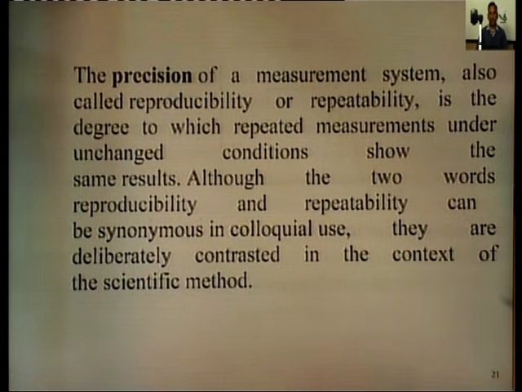The precision of a measurement system, also called reproducibility or repeatability, is the degree to which repeated measurements under unchanged conditions show the same results. Although the two words reproducibility and repeatability can be synonymous in colloquial use, they are deliberately constructed in the context of scientific methods.